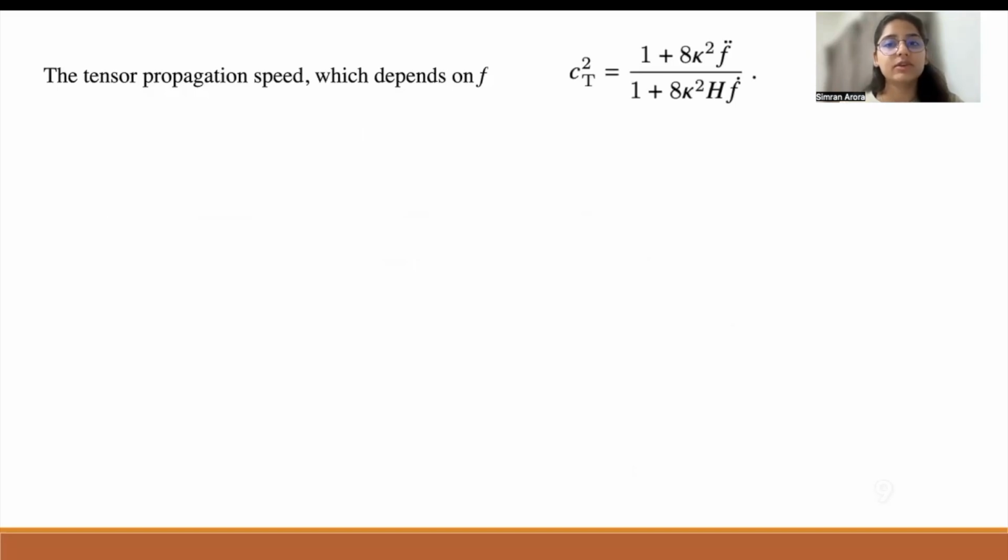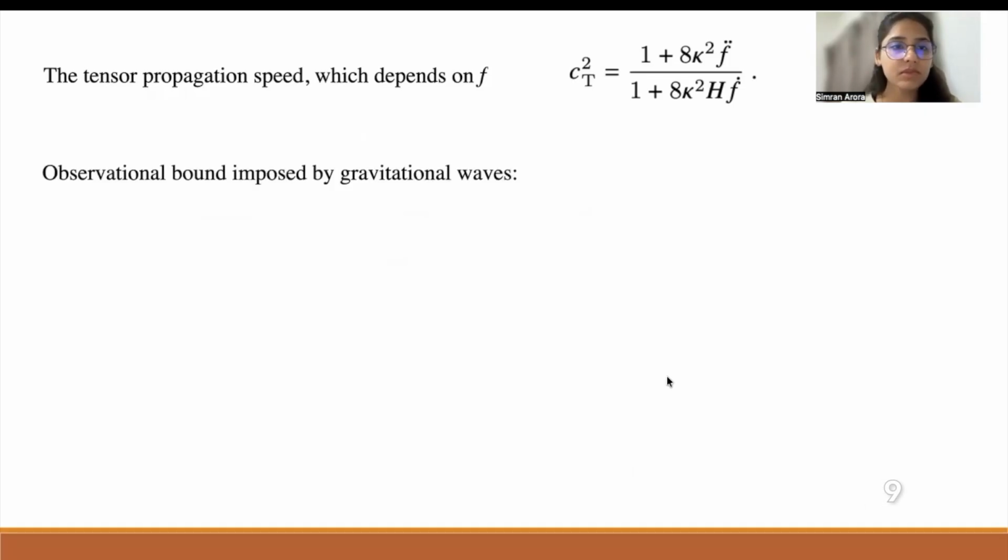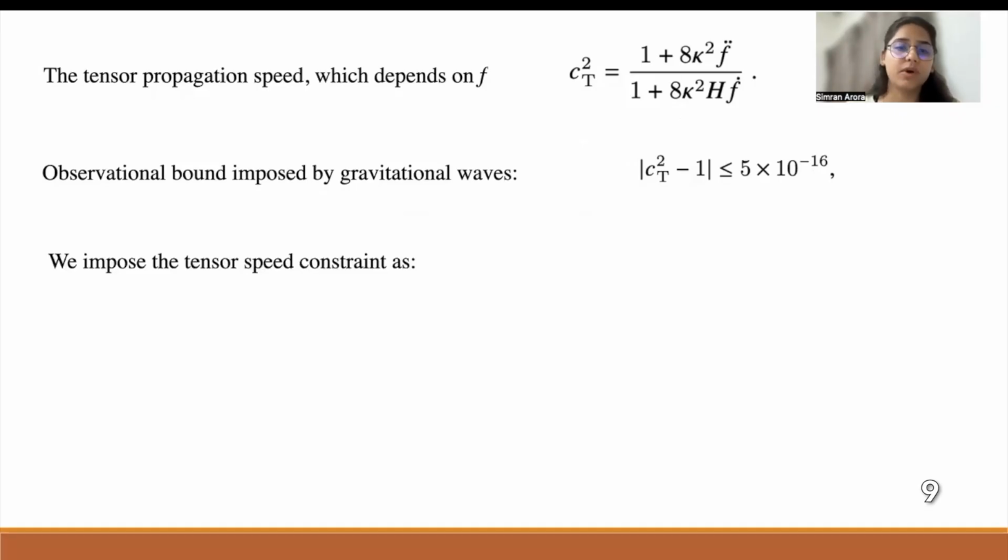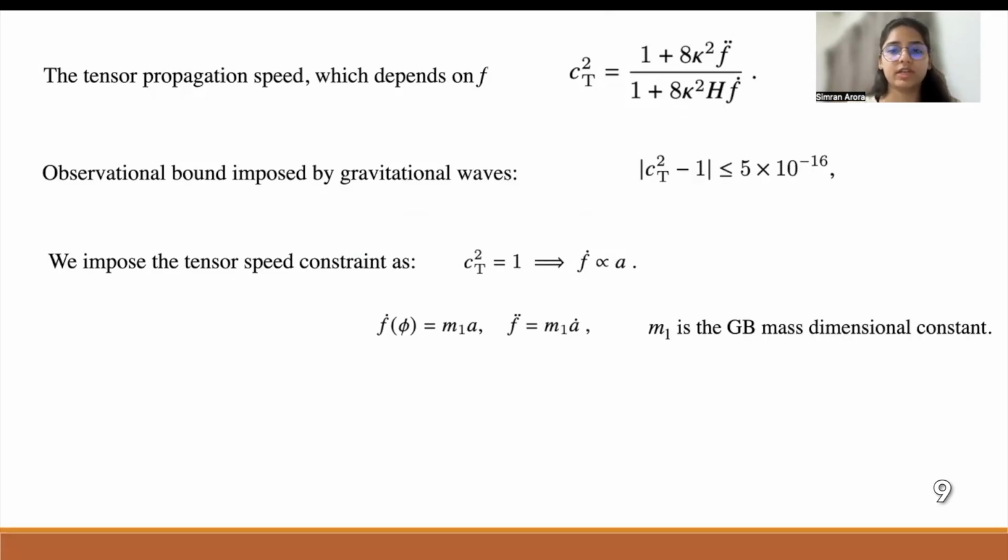And after that, since the Gauss-Bonnet term is coupled to the function f, we have a tensor propagation speed which depends on f. We define it by c_T squared equals 1 plus 8 kappa squared f double dot over 1 plus 8 kappa squared f dot H. This c_T squared, the sound speed, is already constrained by gravitational waves, and it has a bound already in the literature given by this particular expression. Since this bound is very small, in our analysis we imposed directly c_T squared equals 1, and we solved this equation and got a relation for f dot and f double dot in terms of the scale factor a.